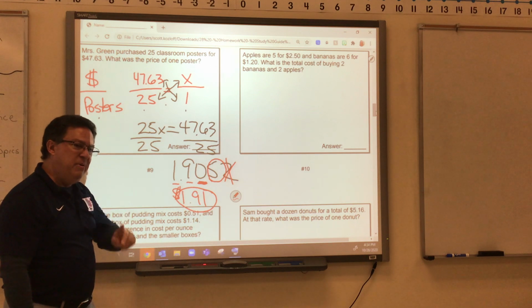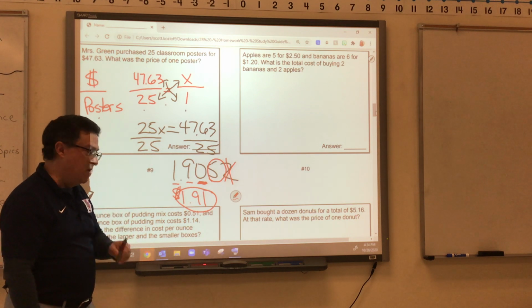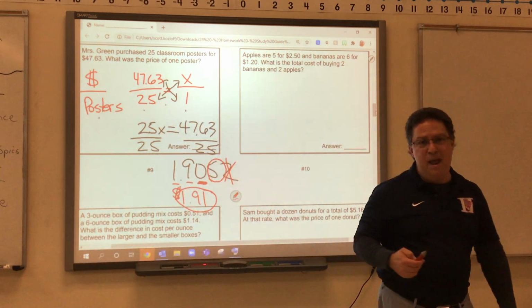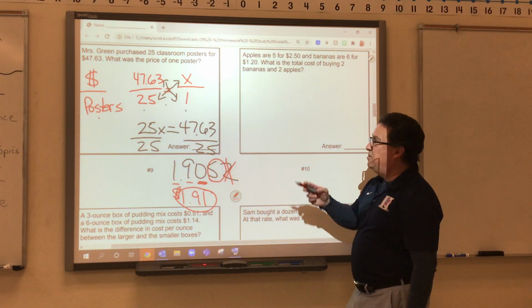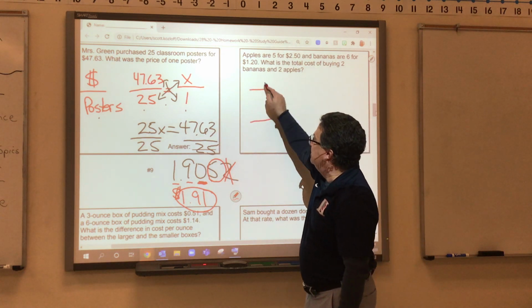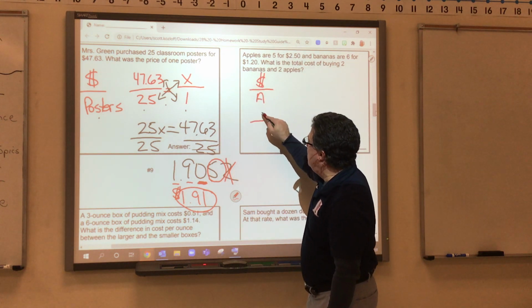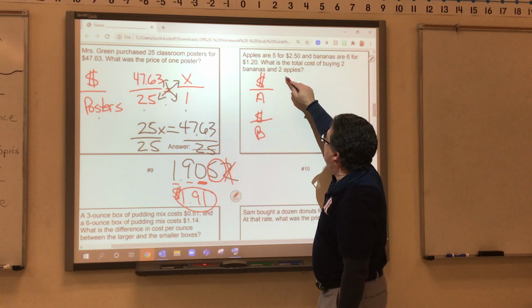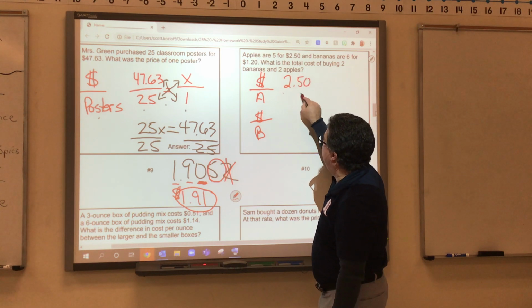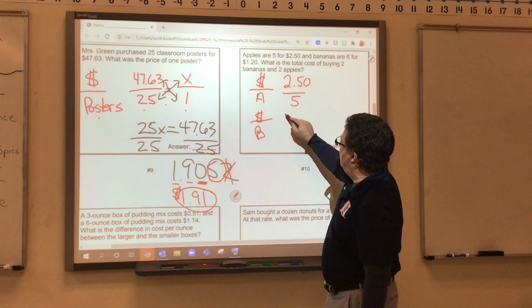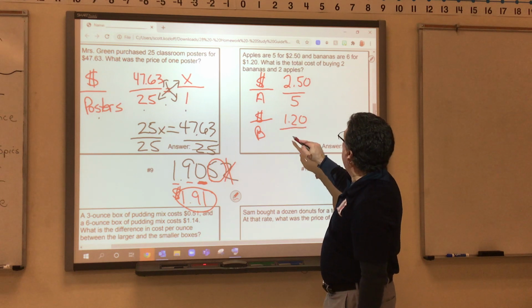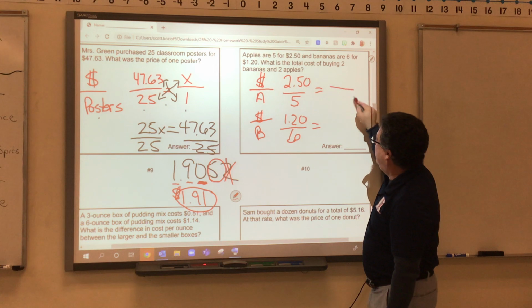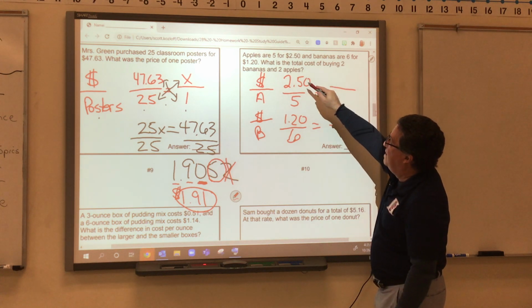Some of you missed that by a penny, and you've got to make sure and round to the right number. Okay? Number 10, we're actually buying apples and bananas. So you're going to have 2 word statements: dollars per apple and dollars per banana. I'm going to write how much I paid for 5 apples and how much I paid for 6 bananas. And both of those are going to be equal to what I'm looking for.